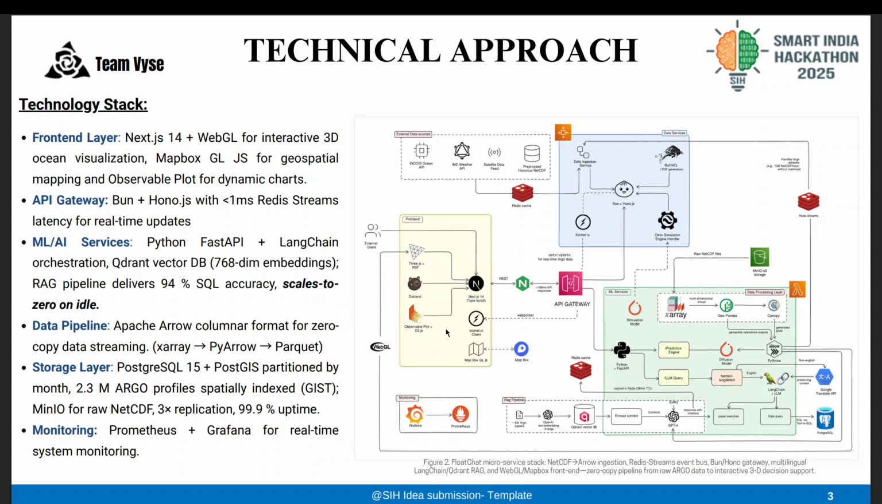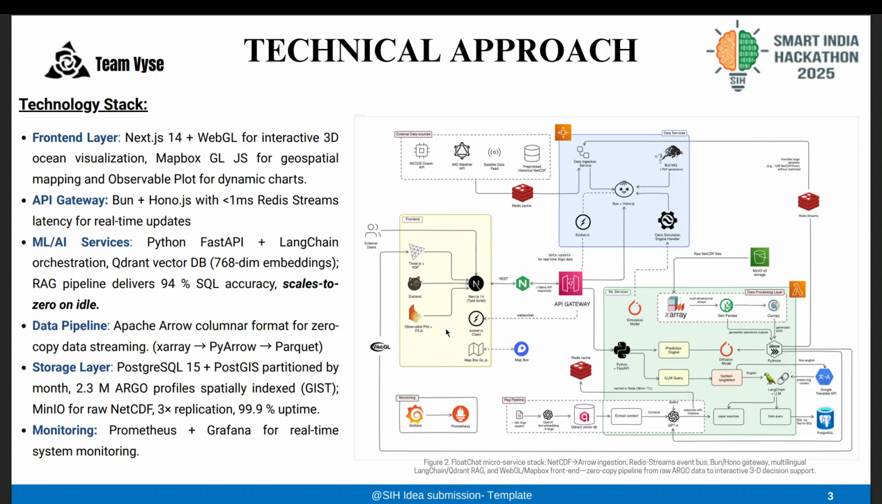For our product, we have tried to incorporate a microservice type architecture. We built the front-end on Next.js 14 with WebGL for immersive 3D ocean visualization, Mapbox GL JS for geospatial mapping, and Observable Plot for dynamic charts. Our API gateway is powered by Bun plus Hono.js, delivering event updates in under 1 millisecond using Redis streams. The AI and ML layer uses Python FastAPI with LangChain orchestration connected to a Qdrant vector database. Our RAG pipeline achieves 94% SQL accuracy and even scales to zero when idle, saving cloud costs.